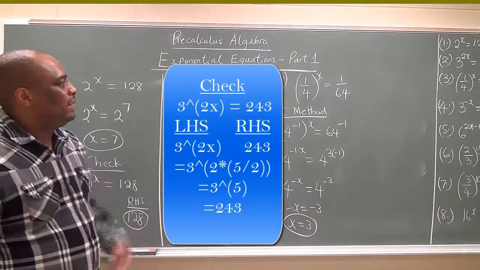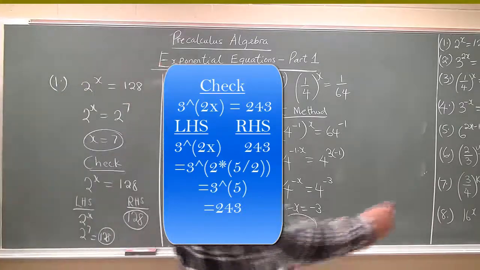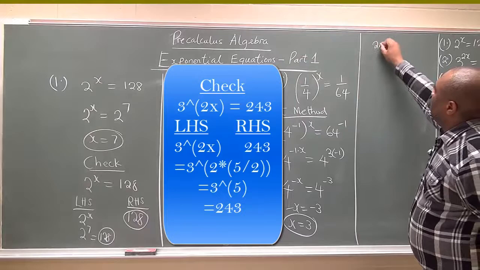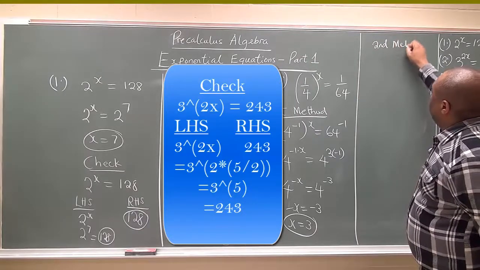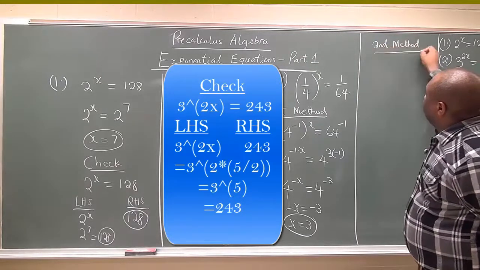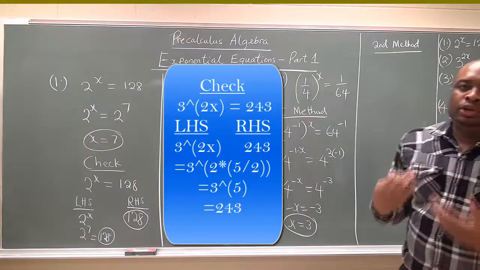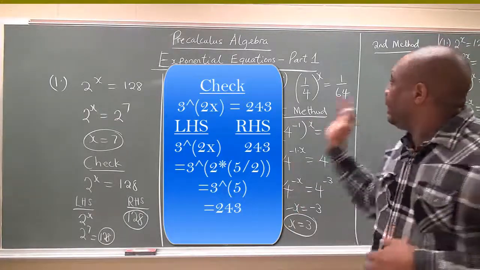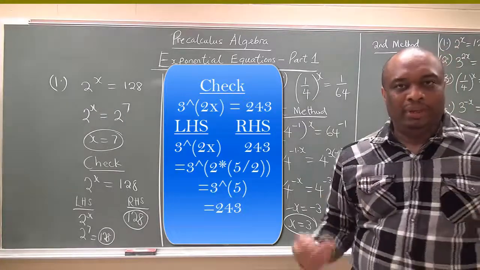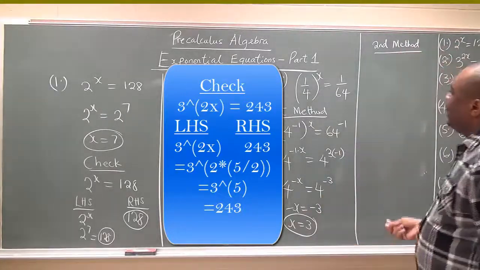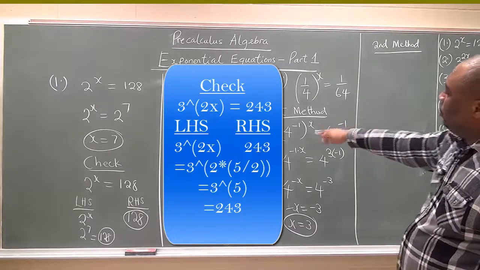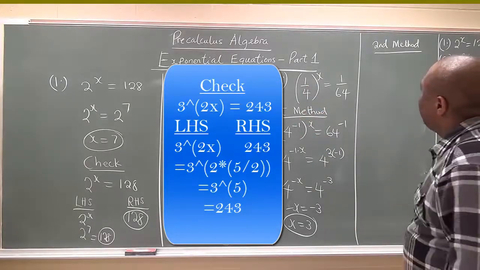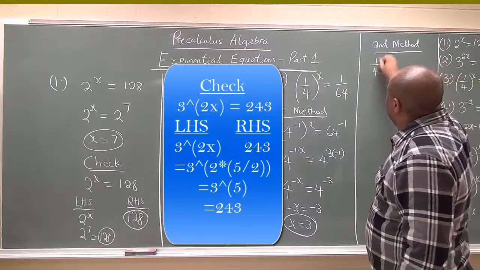Now this is the first method. Somebody else might say he or she does not like this way. So I put the second method. With this first method, you are dealing with negative exponents. You converted the fraction to negative exponent. Now with the second method, we can have it this way.